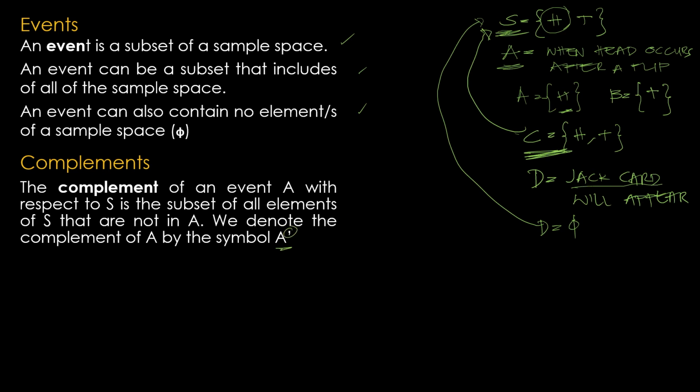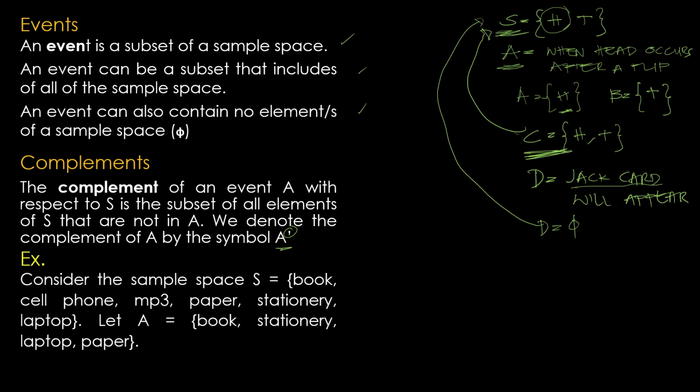This one, A prime. Okay, so consider the sample space. Ito yung sample space mo: you have book, cell phone, MP3, paper, stationery, and laptop. And your event A is equal to book, stationery, laptop, and paper. Question, what is your A complement? Meaning, ano yung wala sa A, sa event A, na meron sa sample space?